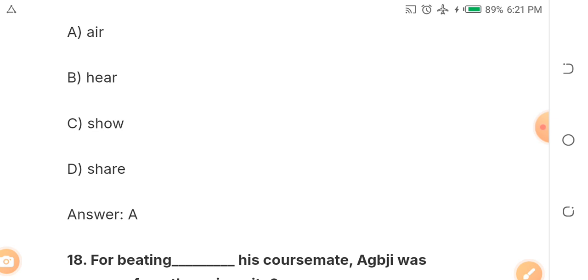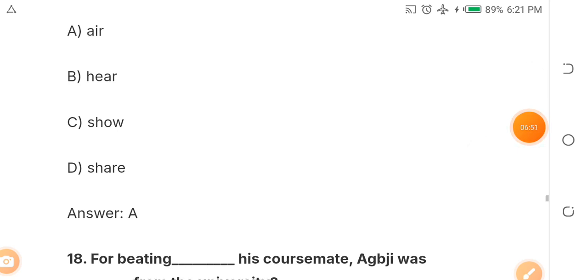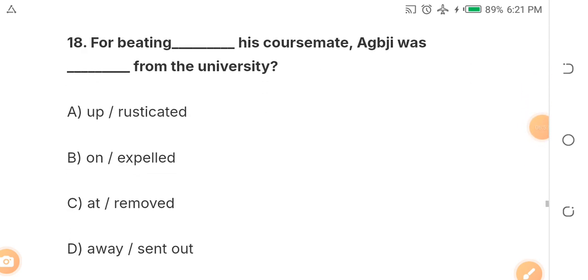That's why they say air your view. You are free to air your view. It means you are free to say how you feel. You are free to give your own two cents. You are free to give your own opinion. Okay? Let's look at question 18.